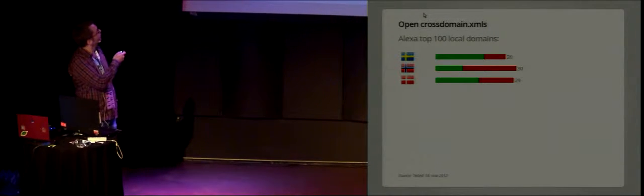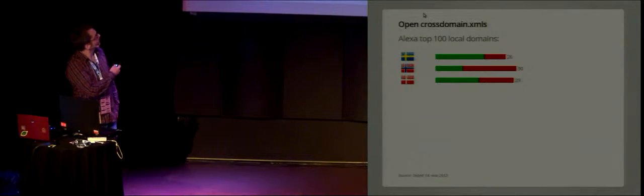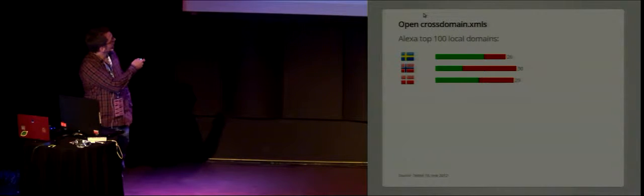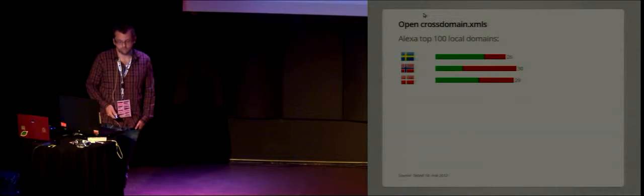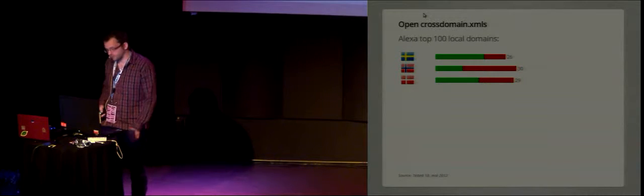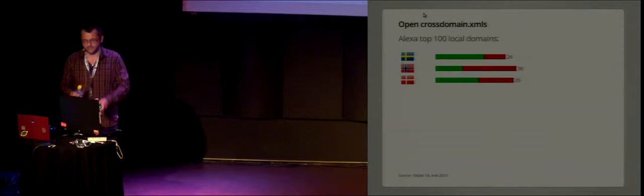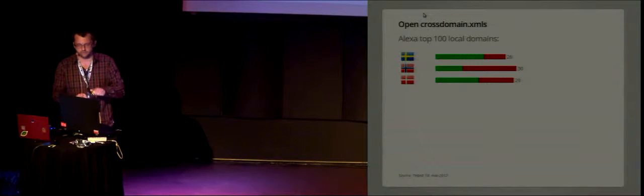This is stats from the 18th of May from the top 100 Alexa domains from Sweden, Norway, and Denmark. There are 30 cross-domain XMLs for Norway, and a lot of them were insecure. That might not be a problem if that site is only serving public data, but again, it's something that we need to think about and not just add.